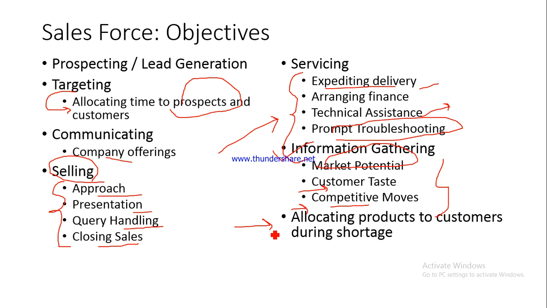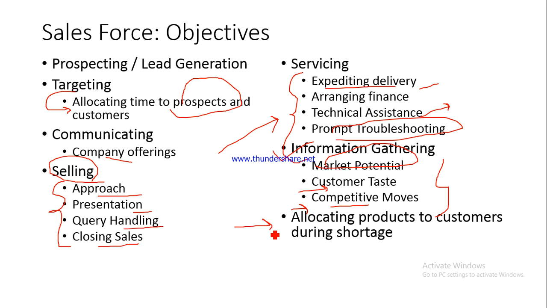Allocating products to customers during shortage. It may so happen that at times there might be a shortage. For example, during the 2020 corona crisis, many factories shut down temporarily, and because of that the supply of items in the market became scarce. Now in such a situation, what is the job of the salesperson? He will have to understand how to allocate these products to customers.